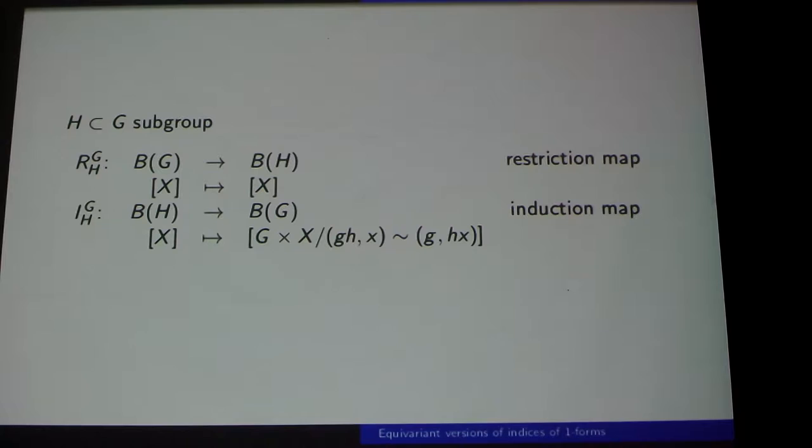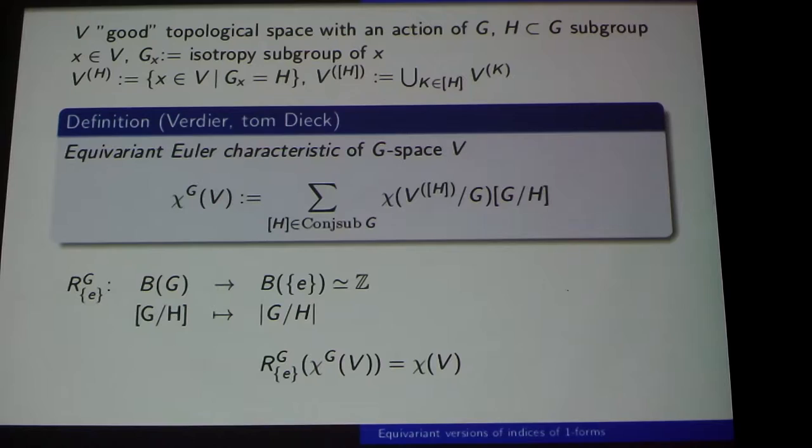So now I want to recall the notion of the equivariant Euler characteristic as introduced by Verdier and tom Dieck. We consider a good topological space. Good means a topological space where the Euler characteristic behaves additively. So all the spaces that we are considering would be good topological spaces. I consider a good topological space V with an action of the group G, let H be a subgroup of G, and let me introduce some notation.